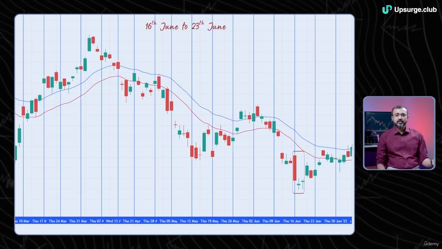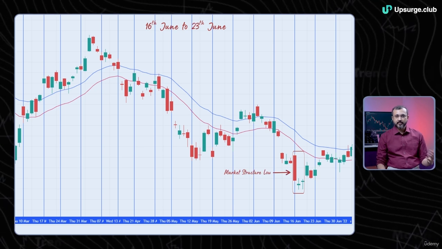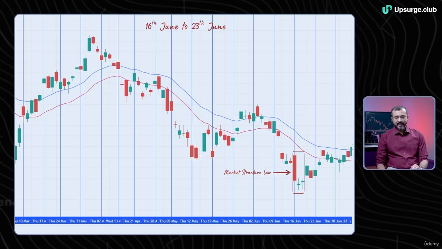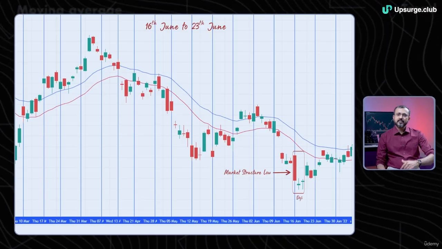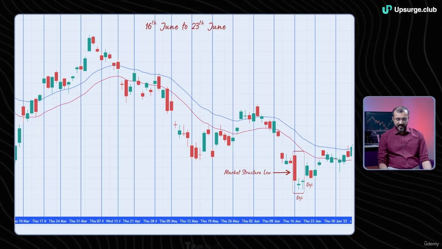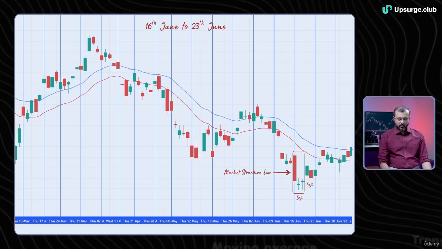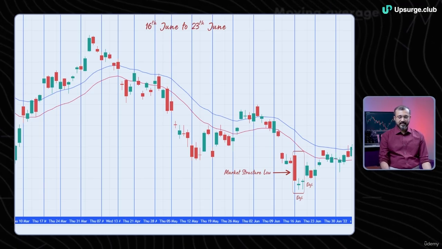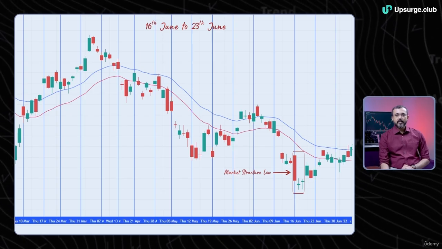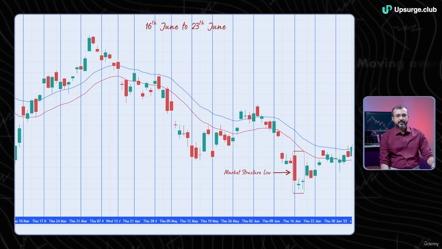Again a market structure low got formed below the moving average. The phase is sideways. A strong bearish candle, the second candle is a doji, the third candle is also a doji, but this time the close is higher than the previous open. Again a market structure low got formed. We select the range, the high point and low point, add them, divide by 2, select the strike and short that strike.